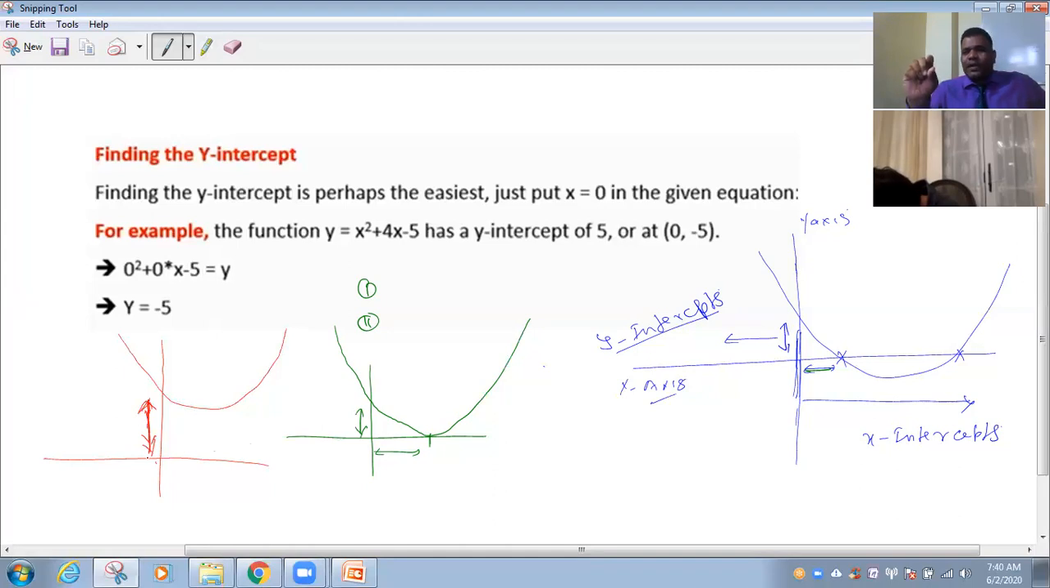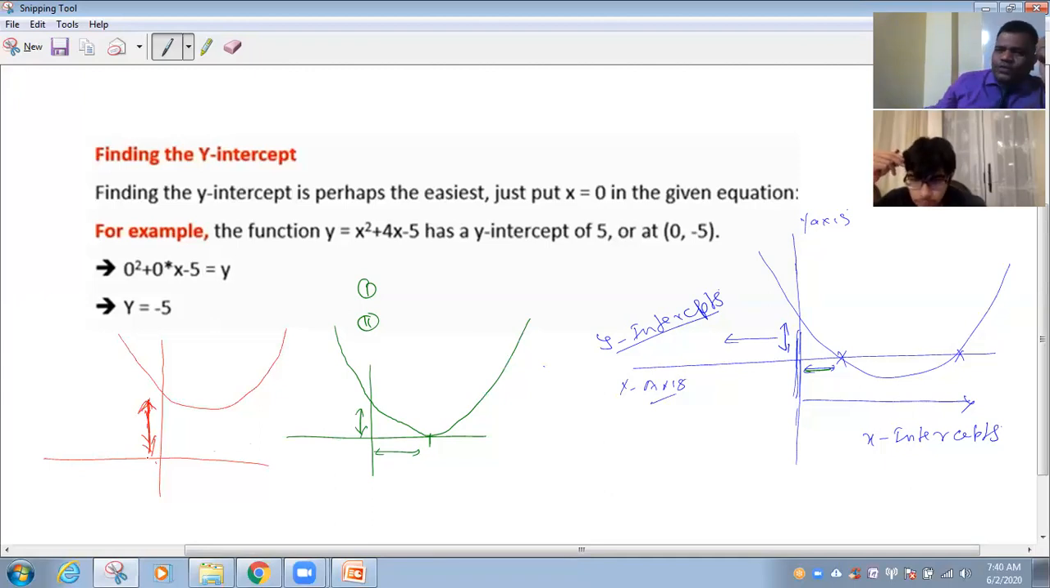For this type of graph, you cannot get more than 1 y-intercept, and also you cannot get less than 1 y-intercept. It means the parabola has to cut the y-axis, right? Because you can see the opening is like this. Not at infinite distance, somewhere it will cut. So definitely it's going to cut.